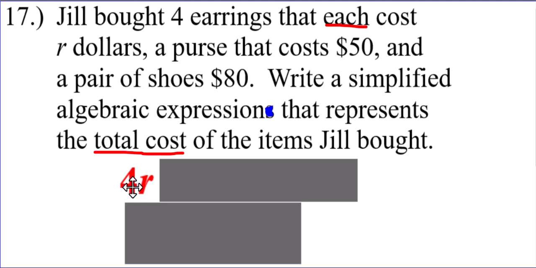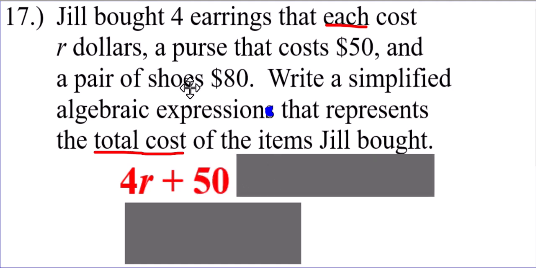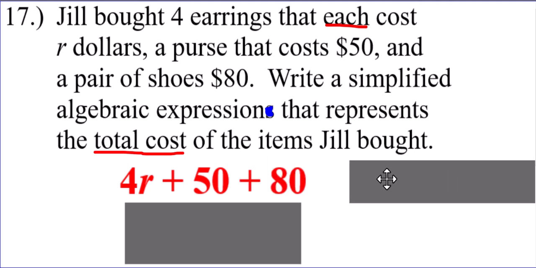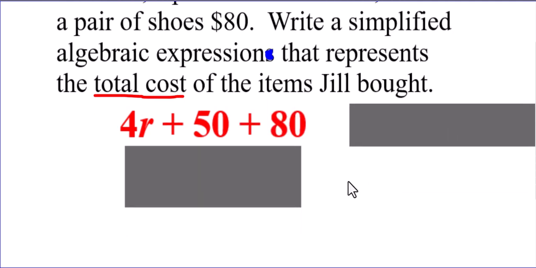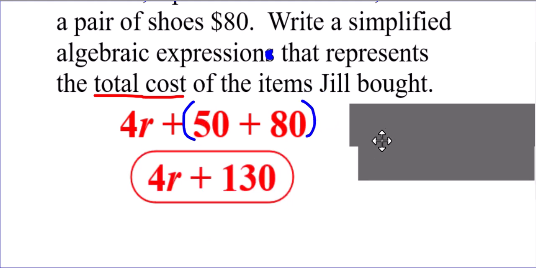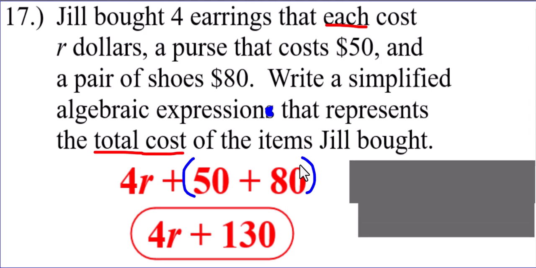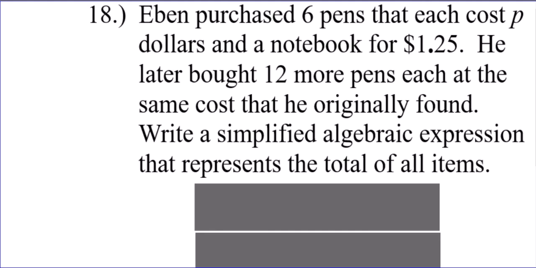Just call it 4R. Now, to get the total cost, you're going to have to add by the cost of the purse, which is $50, and add by the cost of the pair of shoes, which was $80. Who are the like terms? Well, it's the 2 constants, the 2 numbers that have no variables at all. Add them together. 50 plus 80 gives you 130, and there you go. That is the simplified algebraic expression that represents the total cost of all the items that Jill bought. Now that we did number 17 together, let's have you try number 18 on your own. Hit pause, do 18, and then hit play when you're ready to see how you did.